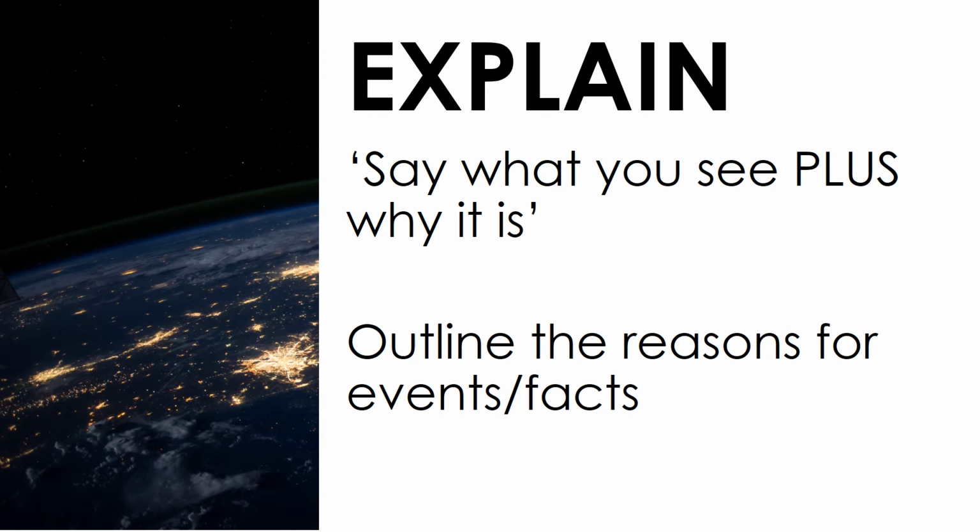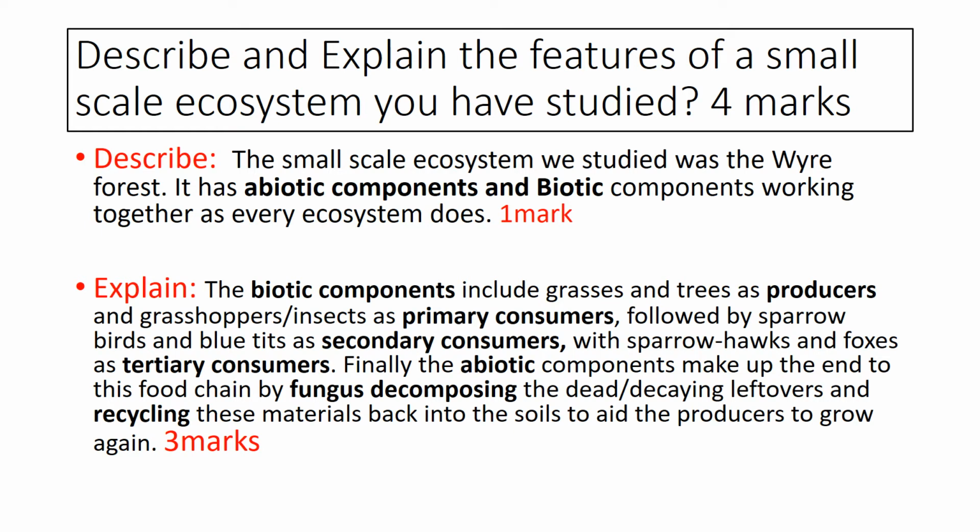Explain. Say what you see plus why it is. Outline the reasons for these events. So in this question, we should describe and explain the features of a small-scale ecosystem. The small-scale ecosystem we studied, or will study, is the Wyre Forest. It has abiotic components and biotic components working together, as every ecosystem does. Then you go on to explain.